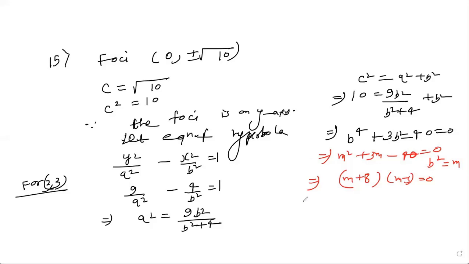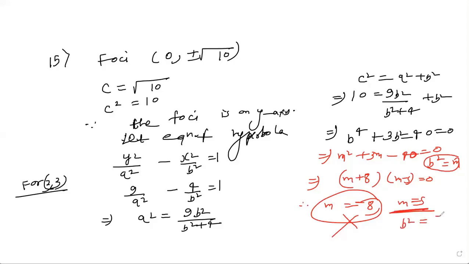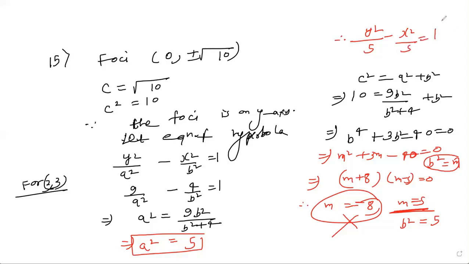So that means obviously the values of m you all can see here is going to be minus 8 and plus 5. Now m is a square term because b square is what we have assumed as m. So obviously it can't be negative. So this case is rejected. So that means m is going to be 5, which means b square is going to be 5, right? And if b square is 5, then we can find a square from here. A square will be how much? Then if I substitute, you all can see it will be 5 then. So I got b square, I got a square. So equation of them will be y square by 5 minus x square by 5, and that is equal to 1. So this will be our required equation of hyperbola.